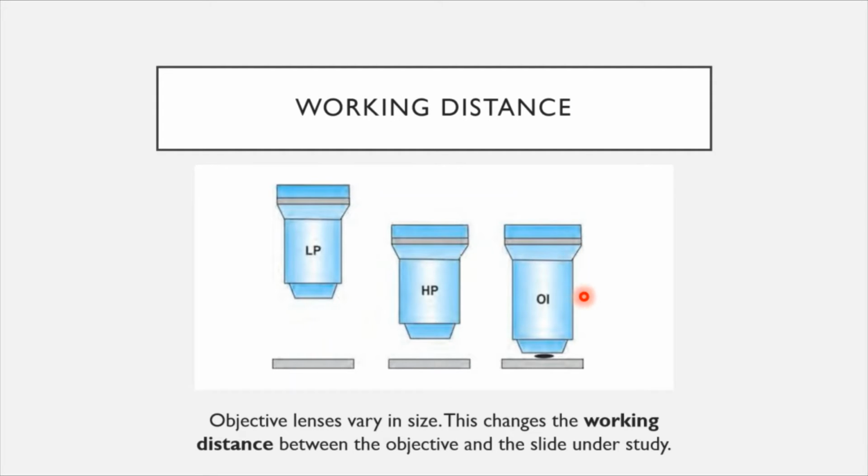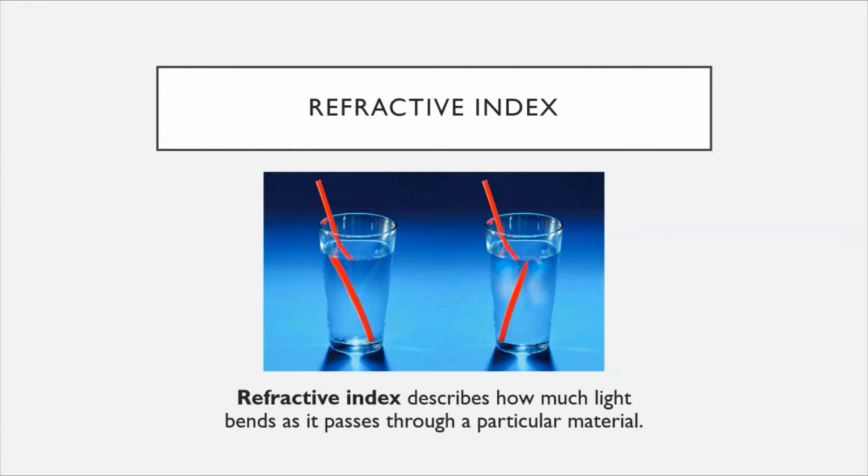The oil immersion lens, being the longest of all of the lenses, has the smallest working distance between the tip of the lens and the specimen on the slide. As it turns out, this has an impact on your ability to visualize the image on the slide because of a property of light called the refractive index. Refractive index describes how much a beam of light bends as it passes from one substance into another substance.